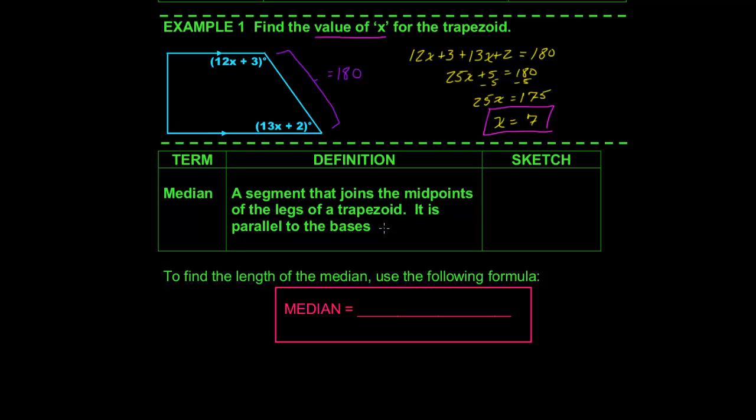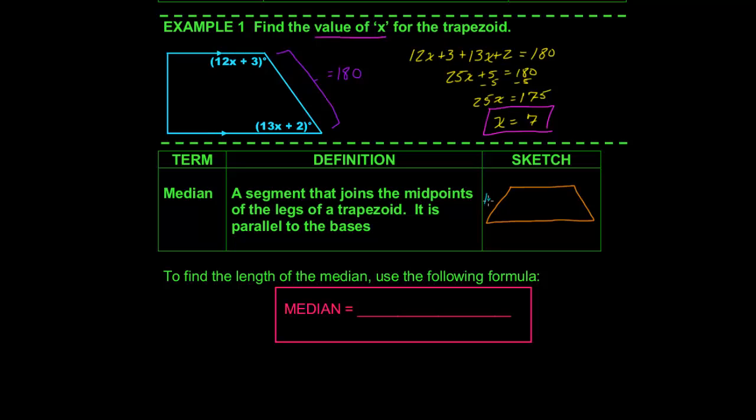All right, we have another term here. The term is median. By definition, a median is a segment that joins the midpoints of the legs of a trapezoid. It is also parallel to the bases. So let's go ahead and draw a figure. We'll draw a trapezoid. Now, it joins the midpoints of the legs.